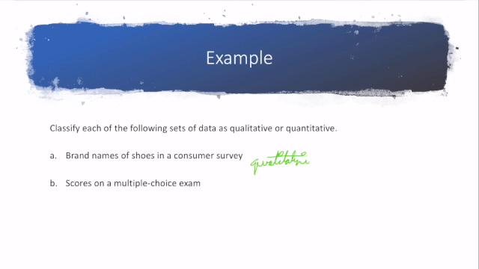Continuous data can take on any value in a given interval. Typically, these are things you measure, right? You can measure someone's height. You can measure someone's weight. You can measure the length of phone calls you get in a day.